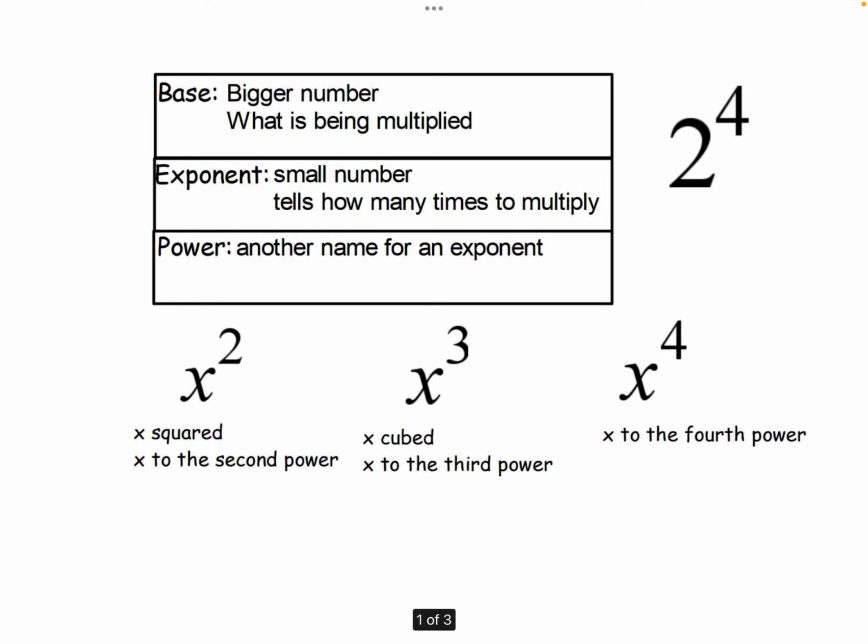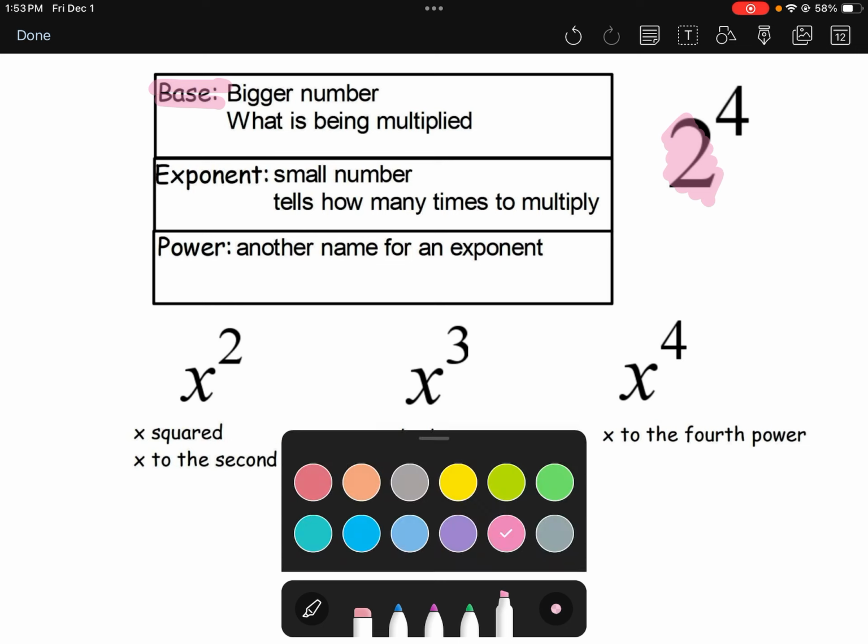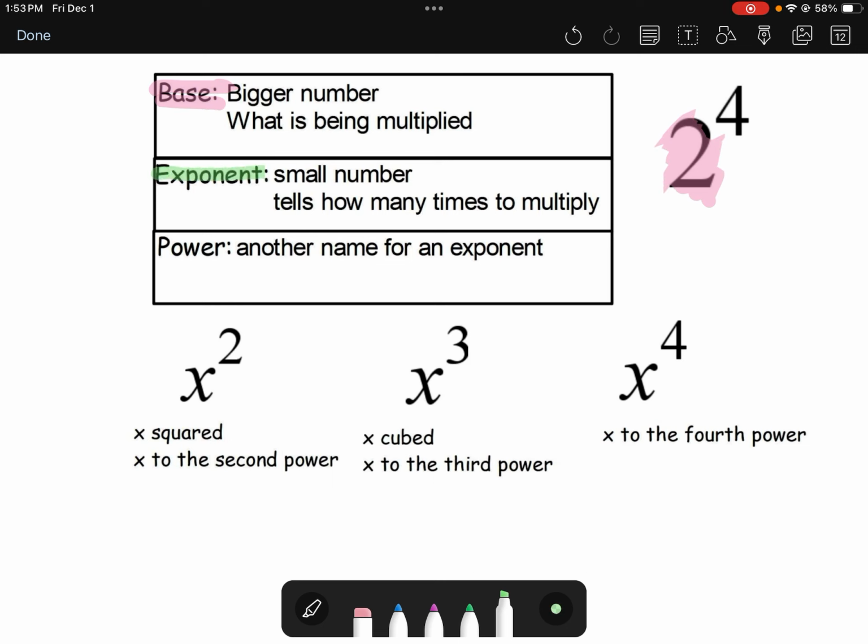Okay. So let's just go over a little bit of vocab first. So your base. That is the bigger number, and that is what is being multiplied. So in this case, my base is 2. That's what's being multiplied. Your exponent is this little power here. So you can either call it an exponent or you can call it a power. It means the same thing, and what it does is it tells you how many times to multiply the base by.